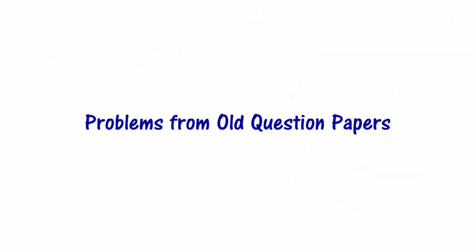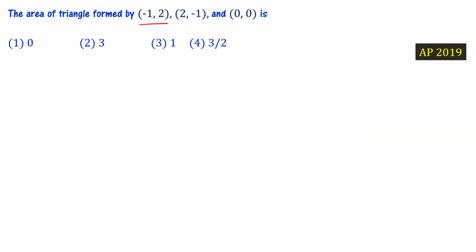Let us now solve some problems from old question papers. What is the area of the triangle formed by the points (-1, 2), (2, -1) and (0, 0)? This is a problem that was given in AP Polycet 2019.